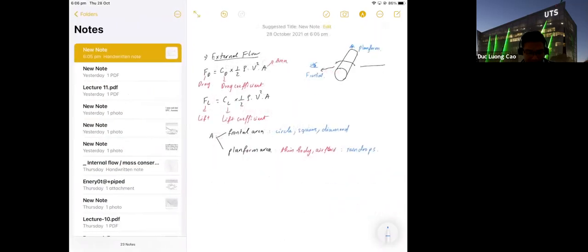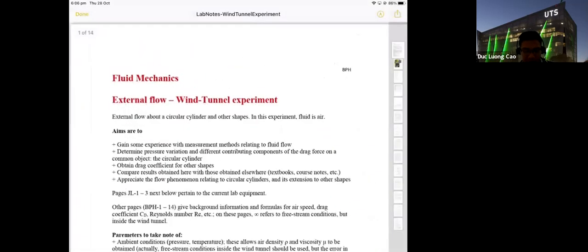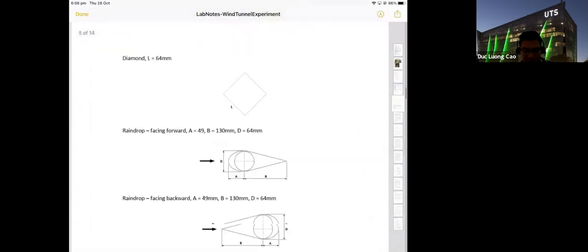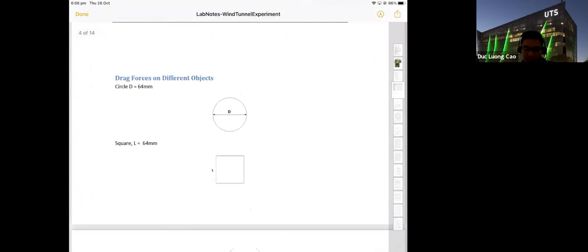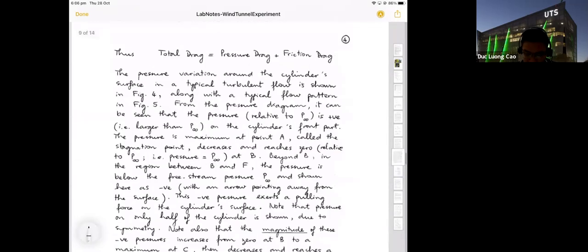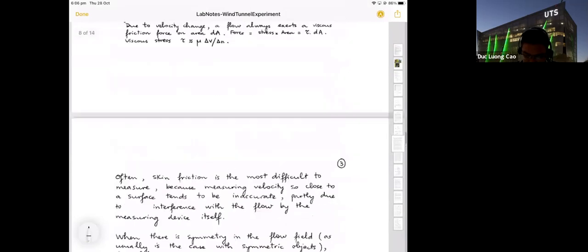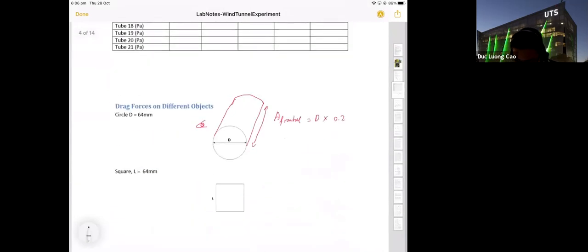For example, this one is Lab 2, part B. You see we have 5 objects. For the circle, it means you will have a cylinder, so for this one we will use the frontal area. A frontal will be equal to D times the length of the cylinder in part A, which is 0.228. For this one, use the frontal area.